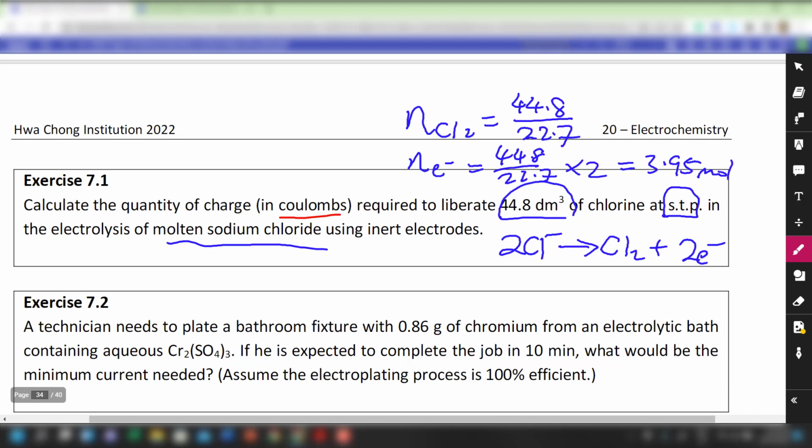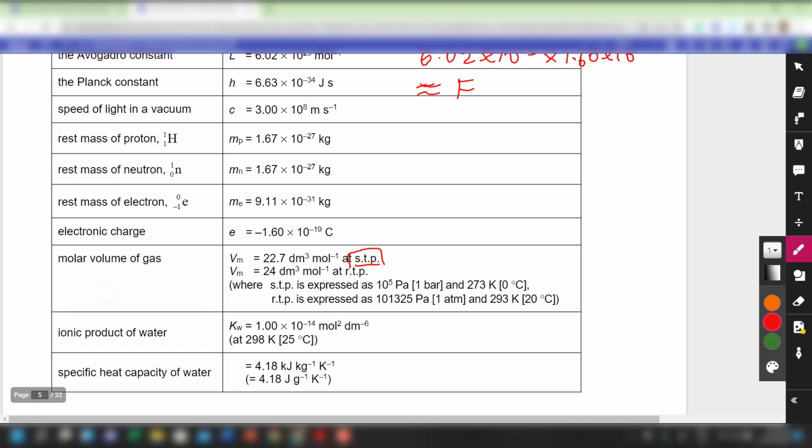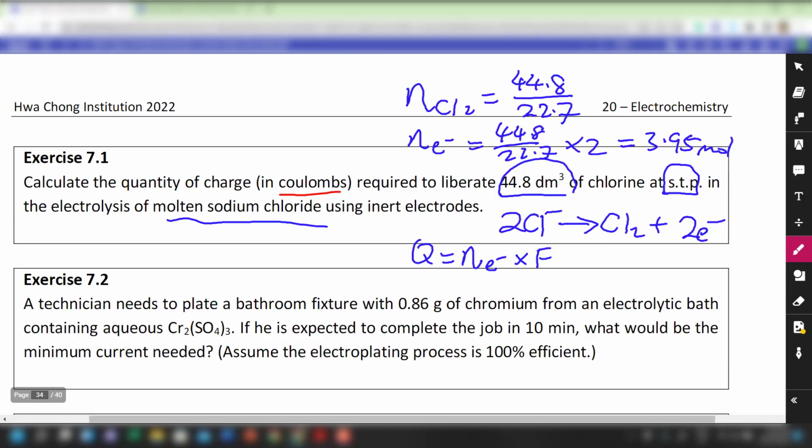And if you recall what we have earlier on, because we are required to calculate the quantity of charge, Q is equal to the number of moles of electrons transferred multiplied by Faraday. Faraday, please use the value given in your data booklets and not any other value. So it's 96500. That will be equal to 3.95 multiplied by 96500, so you should be able to get 3.81 times 10 to the power of 5 coulombs.